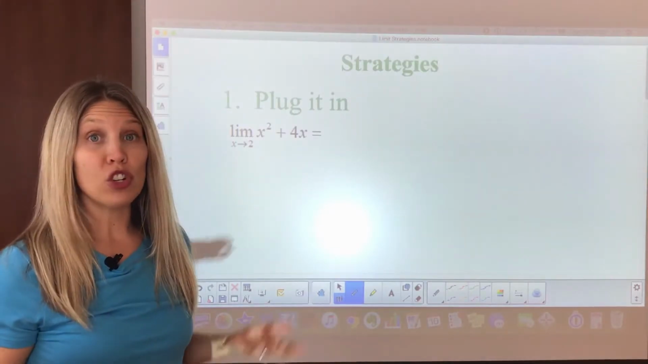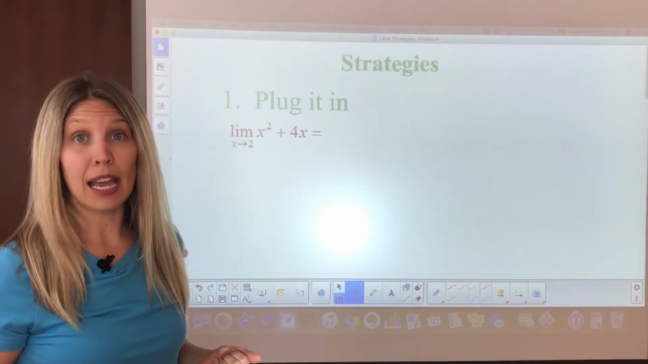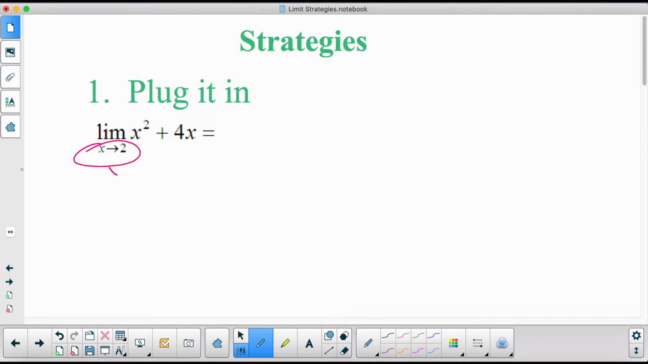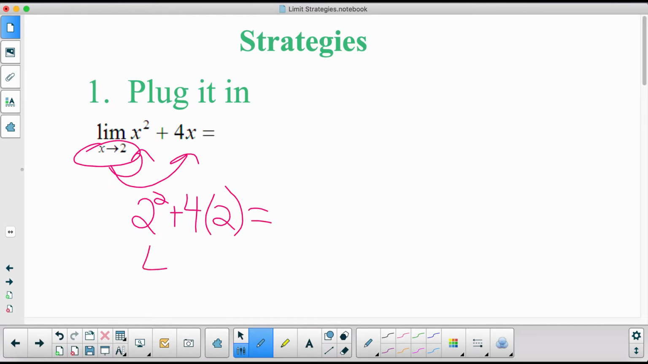So the first strategy, all we're going to do is plug in the x value they give us. So in this problem, they have x goes to 2. So all I'm going to do is plug 2 into my x value. 2 squared plus 4 times 2. That gives us 4 plus 8 for a total of 12.